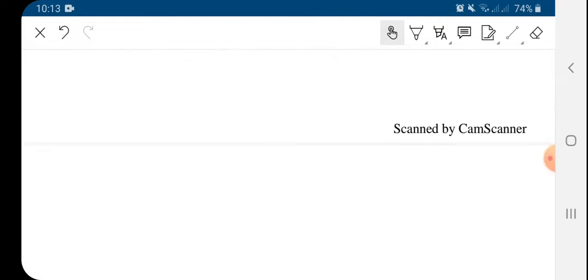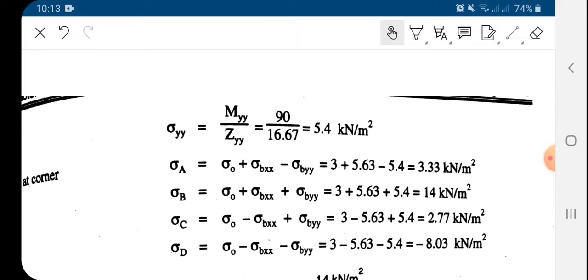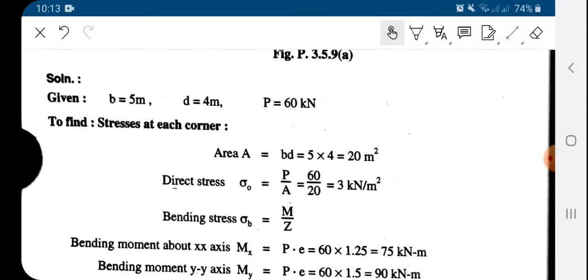So for this point A, direct stress is positive, bending in x direction is tension, positive, bending in y direction is compression, negative. Same way we can find out for the point B.